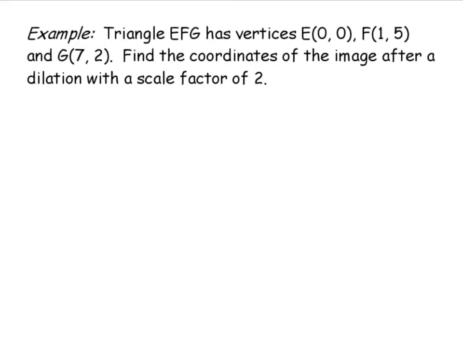So for example, if I'm dealing with triangle EFG and they're giving me the vertices at E, at F, and at G, so they tell me the coordinates, what we want to do is find the coordinates of the image after a dilation with a scale factor of 2. So right now, that information just told me that my k equals 2. So we're going to start off with the original E, which was 0, 0. And we're going to transform it with a dilation, and we're going to make it E prime. That's going to be the coordinate for E in my image now.